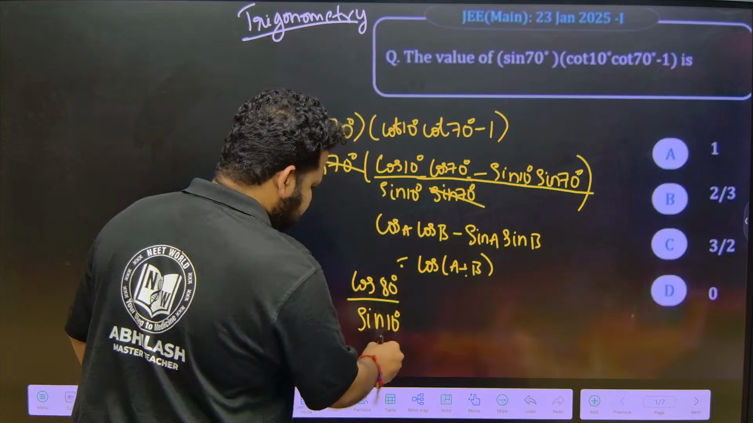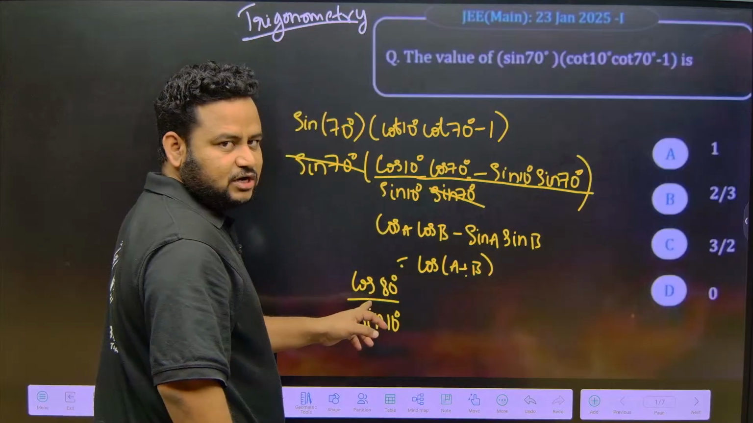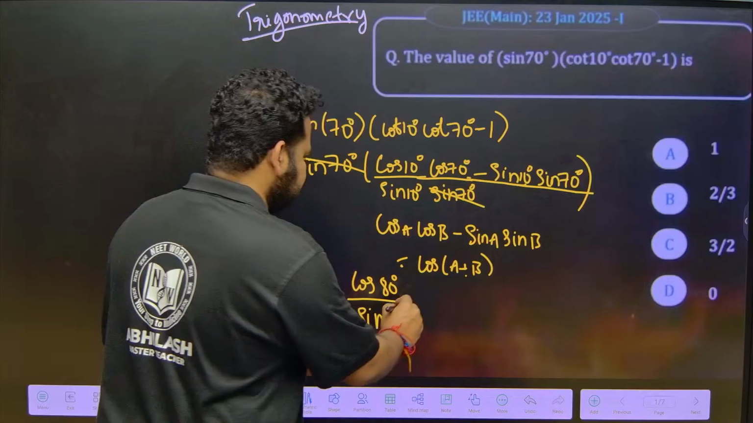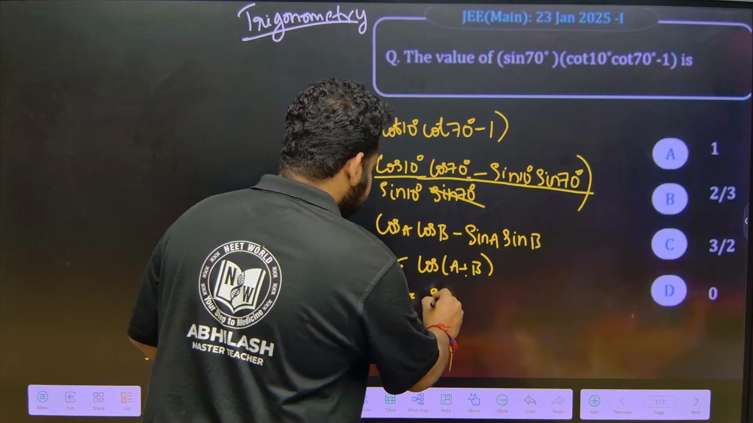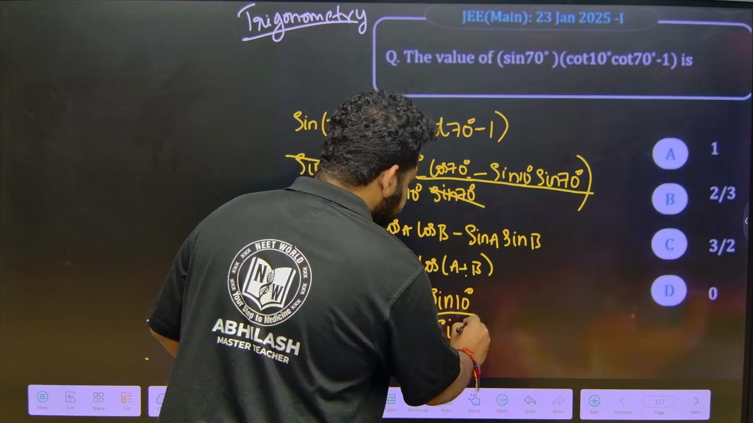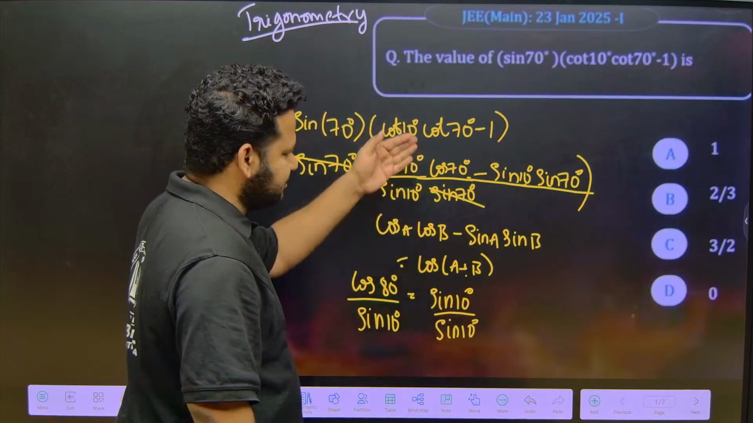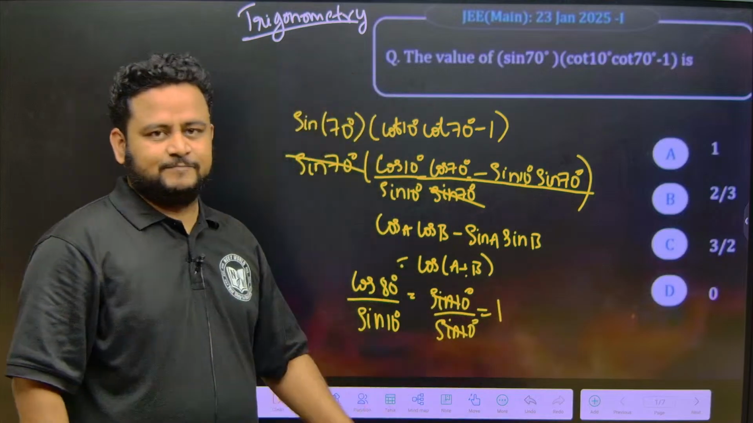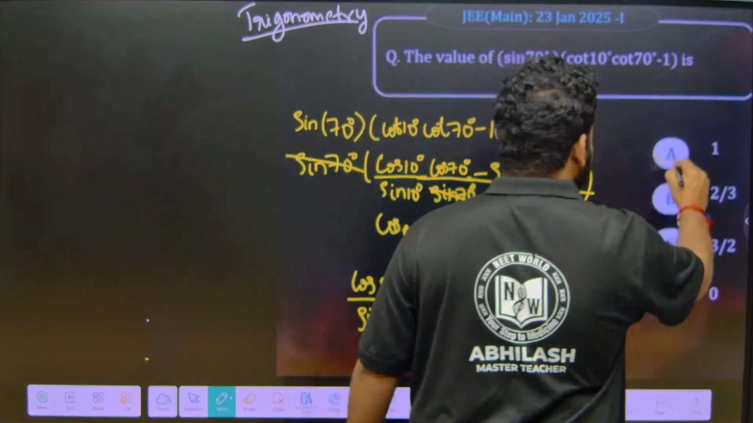These are complementary angles. If I want to convert cos to sin, I can write it as cos of 90 minus 10, which will become sin 10. So sin 10 by sin 10. I am writing additional steps so that you understand, otherwise I can write it directly. Sin 10 by sin 10 is equal to 1. So the answer to this question is option A, that is 1.